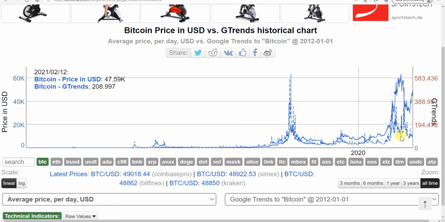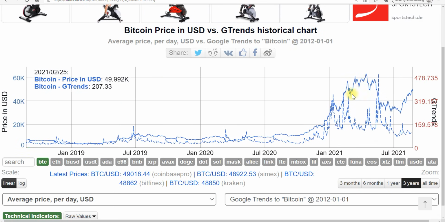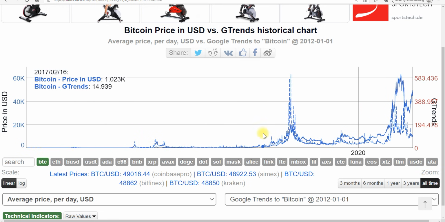Okay, so here is the Bitcoin price. You can see this line here. We are rising now close to 50,000, and these are the Google trends. The Google trends are really flat. And when we go to the all-time chart, in 2017 the Google trends were this high, and we are now here. So we are way below the attention we had in 2017.